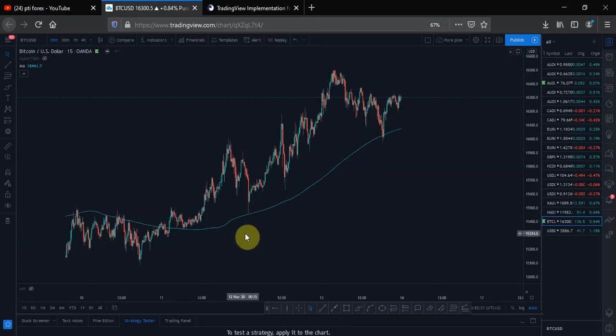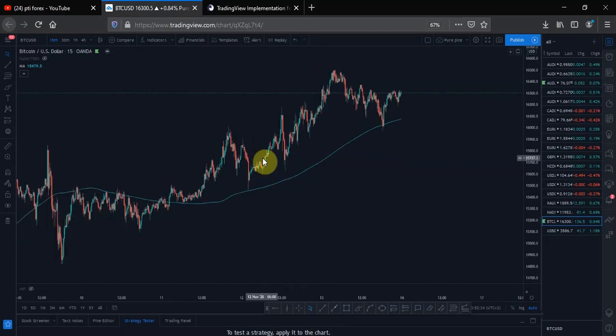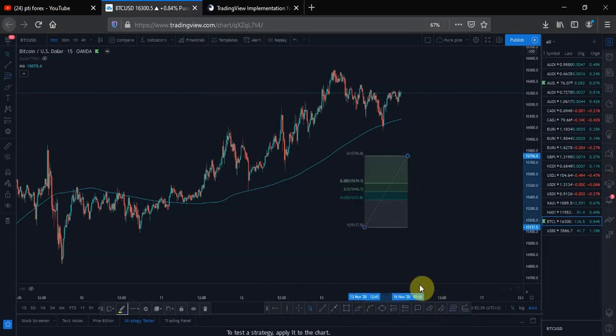So I'm going to address this situation in two scenarios, where it's an uptrend and where it's a downtrend. So we are learning how to scalp using Fibonacci retracement. So this is Fibonacci retracement. I hope you know about this tool.